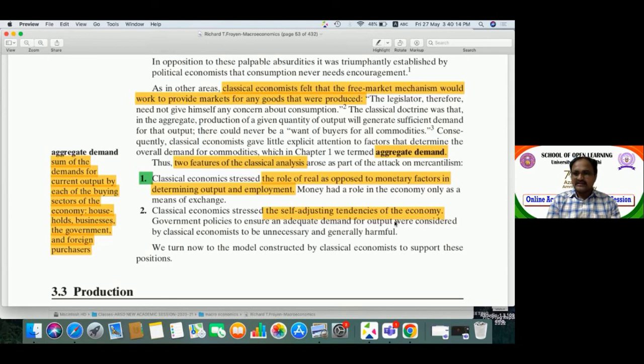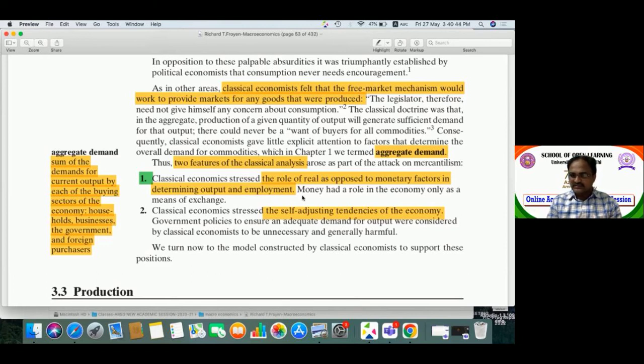So in the initial stage we have four factors. We already discussed this in the previous chapter. What are the factors? Labor, land, capital, organization. So labor is one factor, land is another factor, then capital, organization. Out of the four, the classical economists stressed the opposite of monetary factors. Here it is written clearly: opposite to the monetary factors to determine the output and employment.